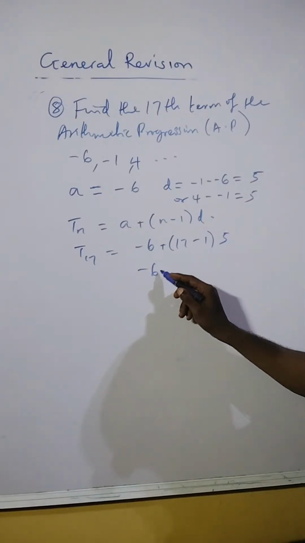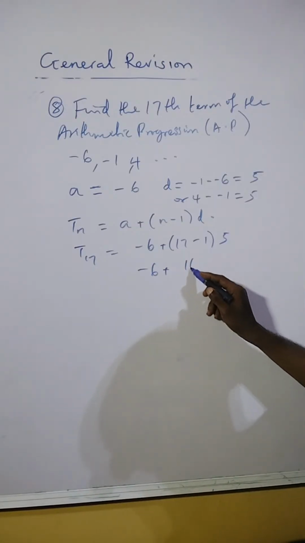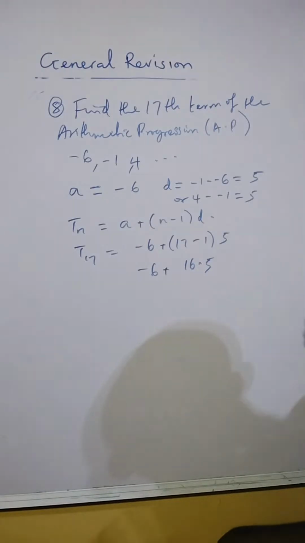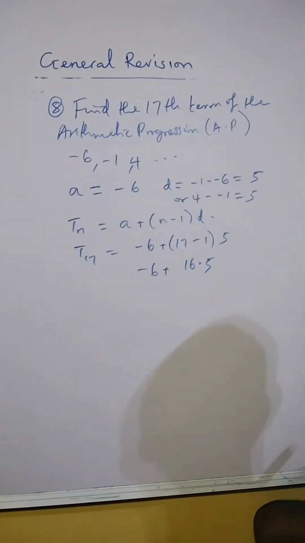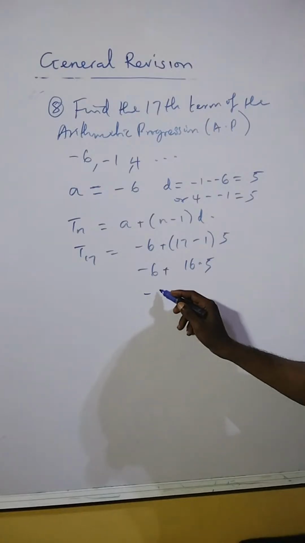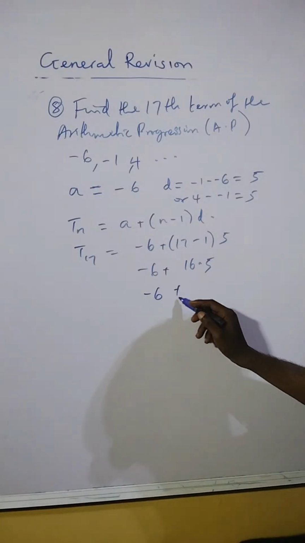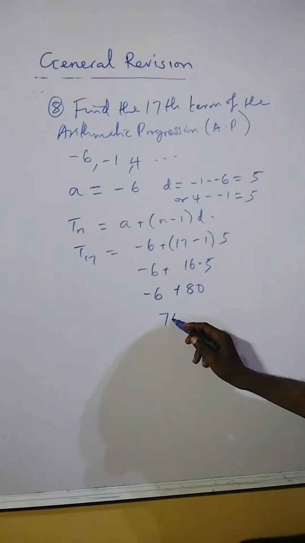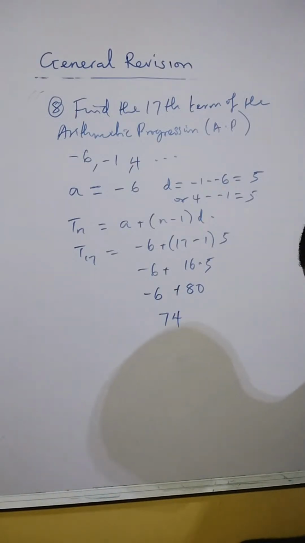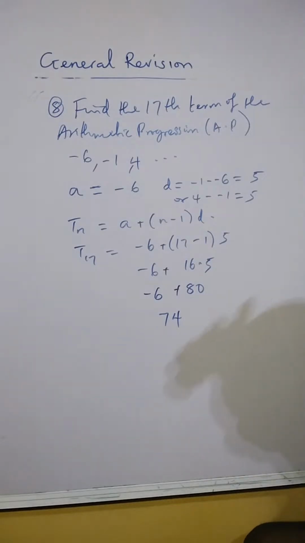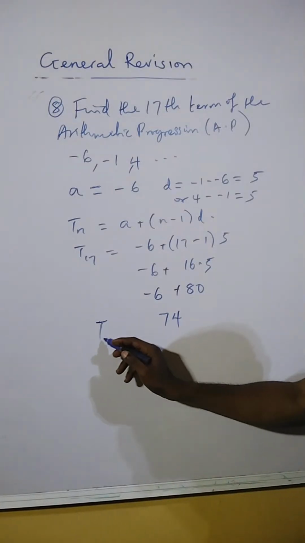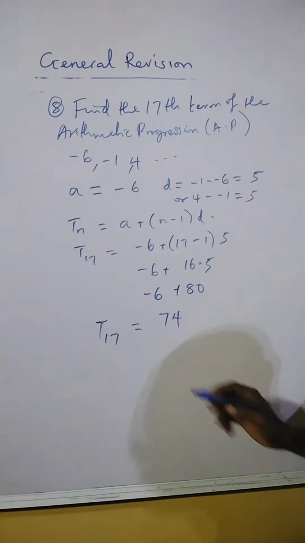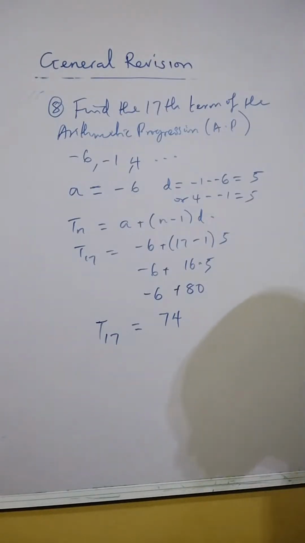So minus 6 plus 16 times 5. And 16 times 5, that's 80. So minus 6 plus 80, and this gives us 74 here. So that's the 17th term of this particular arithmetic progression.